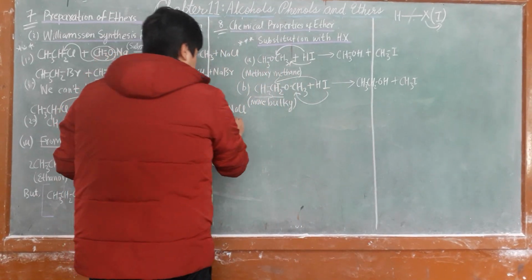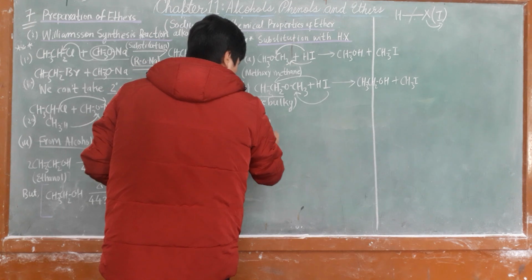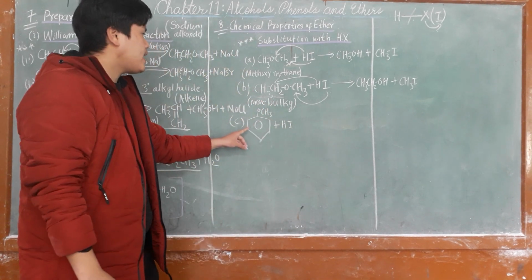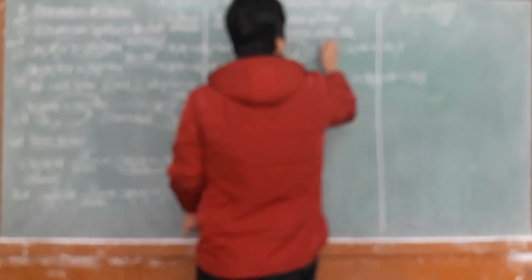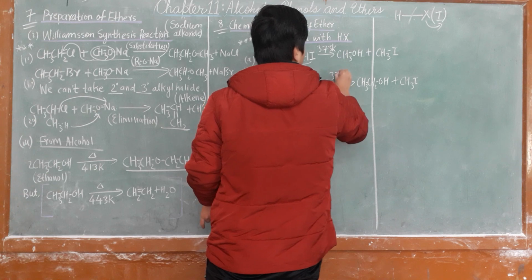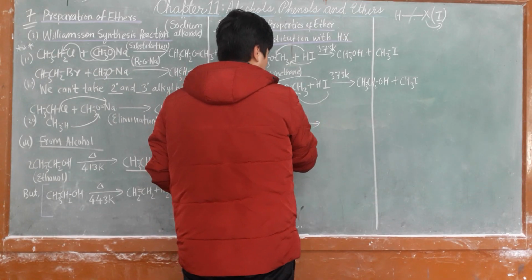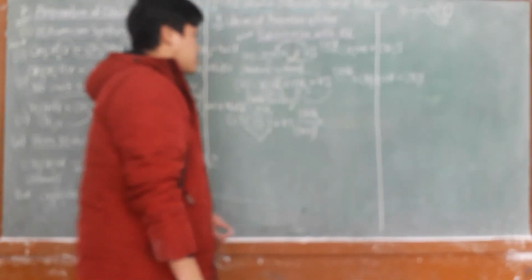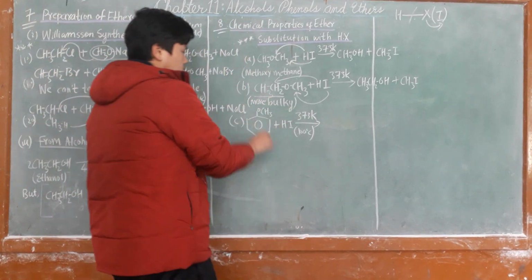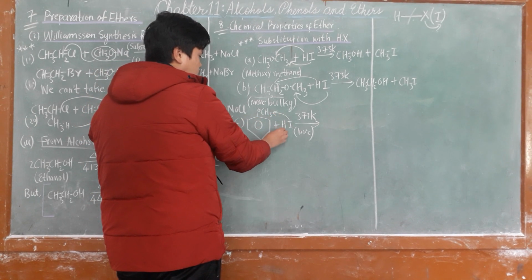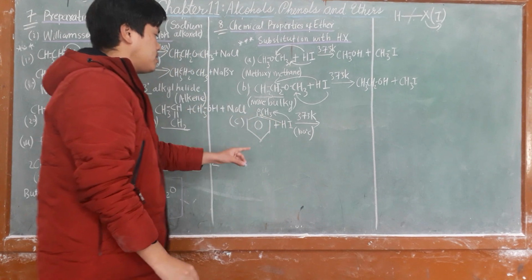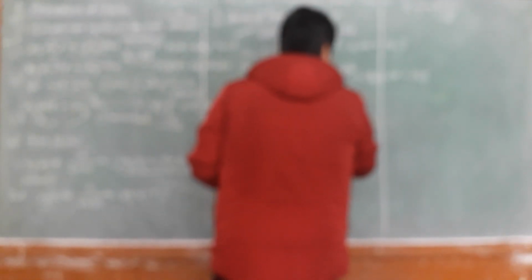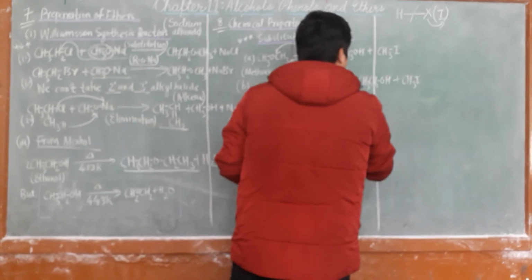The same case applies to anisole. If you react anisole with HI, this reaction takes place at 373 Kelvin. You just have to know that 373 Kelvin is 100 degrees Celsius. In anisole, CH3 is less bulky, so iodide attacks the CH3, because the ring is more bulky. So you will get phenol as a product, along with methyl iodide.